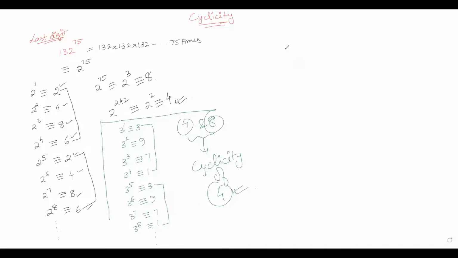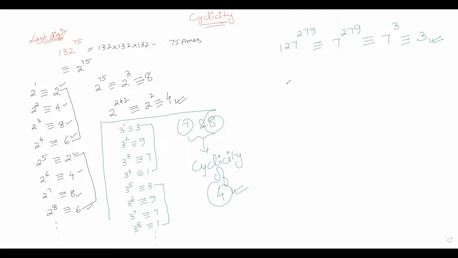Now, for example, say if I want to find the last digit of 127 raised to power 279. So the last digit of 127 raised to power 279 would be same as the last digit of 7 raised to power 279. And we know that 7 also has a cyclicity of 4. So when we divide 279 by 4, the remainder would be 3. So the last digit of 7 raised to power 279 will also be equal to the last digit of 7 raised to power 3. And 7 raised to power 3 is 343. So the last digit would be 3.